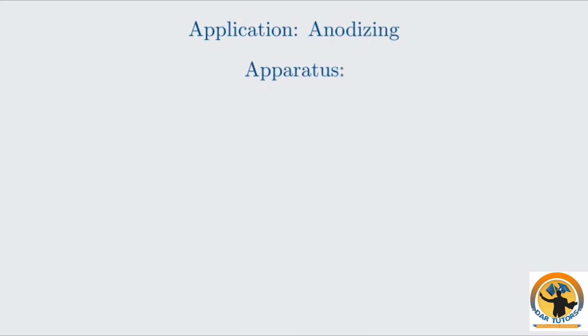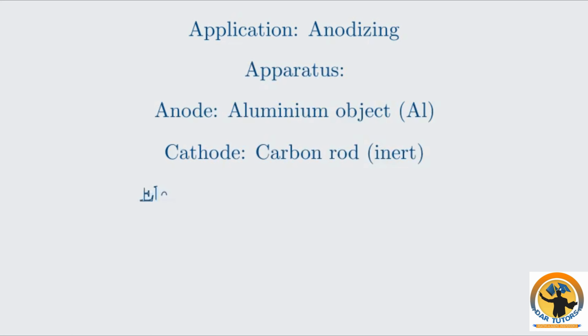In anodizing aluminum, a carbon cathode is placed in an electrolyte, often sulfuric acid, along with an aluminum anode. When a current is applied, water is reduced at the cathode, producing hydrogen gas. At the aluminum anode, the aluminum metal is oxidized, forming aluminum oxide, Al2O3, which coats the surface.